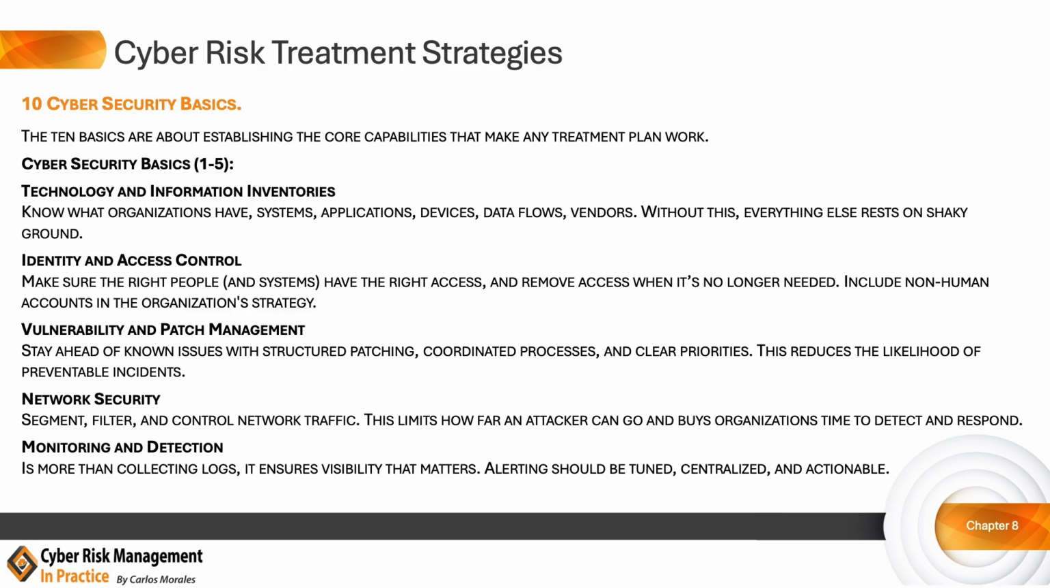Good identity practices reduce exposure and make it harder for attackers or insiders to move freely once they're in. 3. Vulnerability and patch management. This is about keeping known issues from becoming avoidable incidents. Vulnerabilities are published all the time. Threat actors move fast. And organizations that delay patching, especially for critical systems, are often leaving the door wide open.